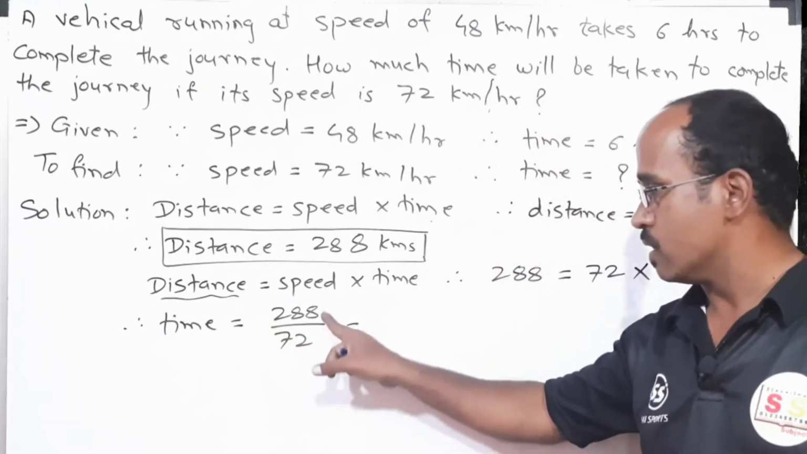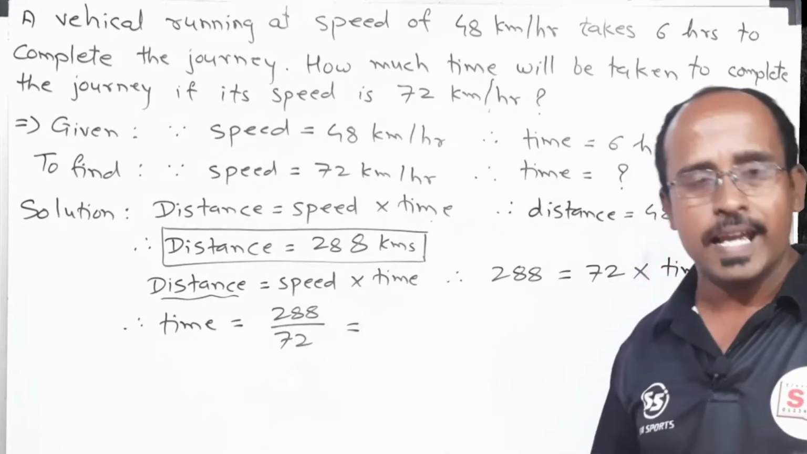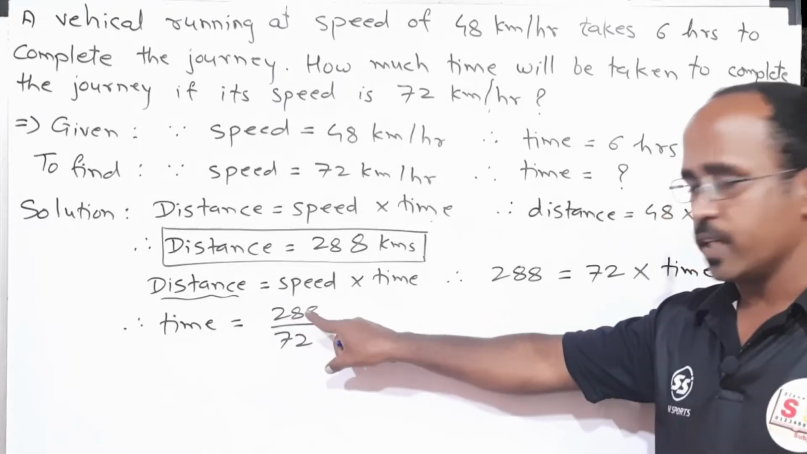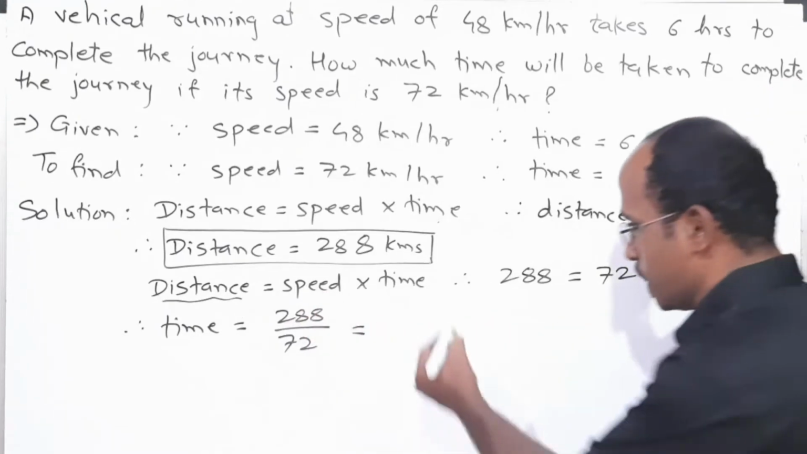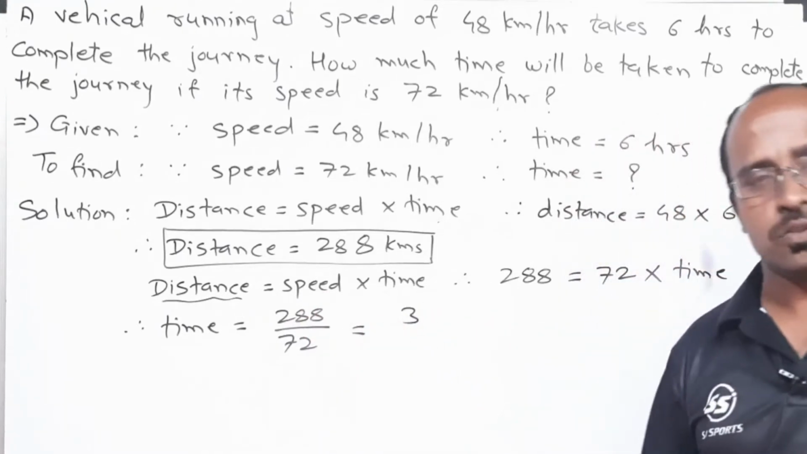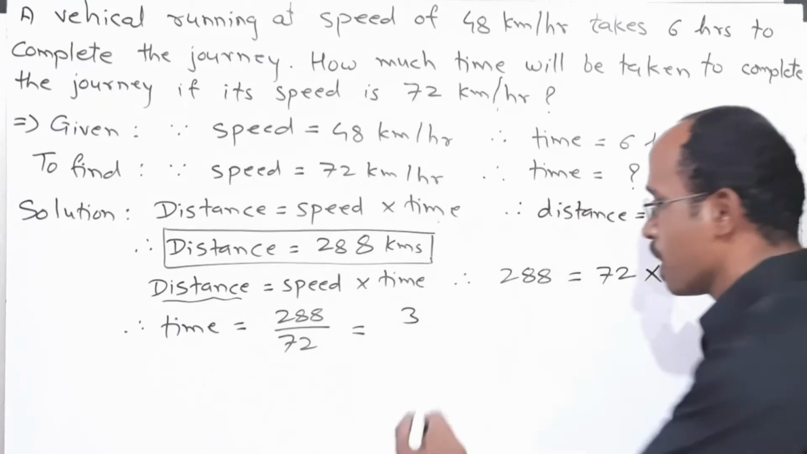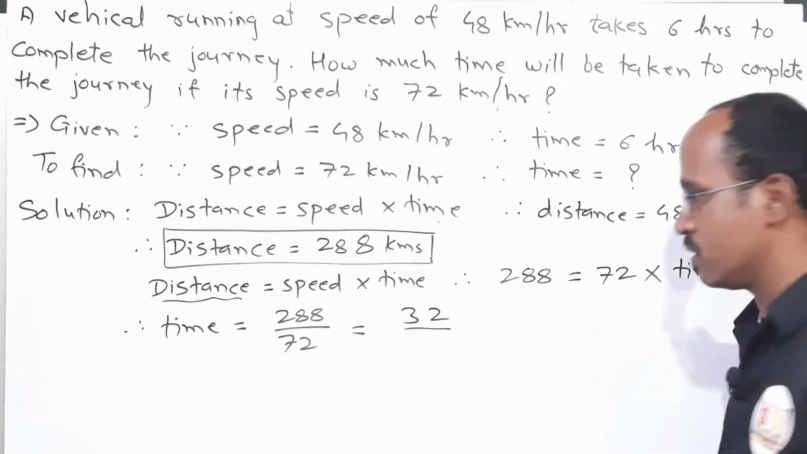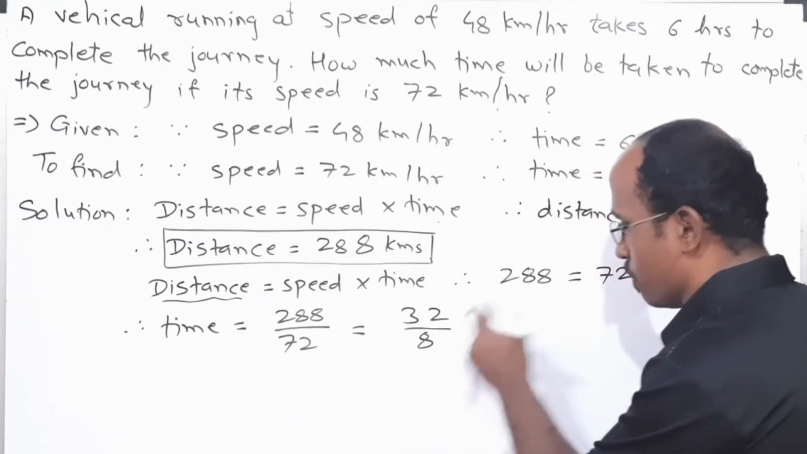7 plus 2 is 9, 8 plus 9 is 17... 2 plus 8 plus 8 is 18. Both are divisible by 9, so let's divide them by 9. 288 divided by 9: 9 3s are 27, 28 minus 27, 1, 8 on it, 18. 9 2s are 18. 9 8s are 72. So that is equal to 32 upon 8.